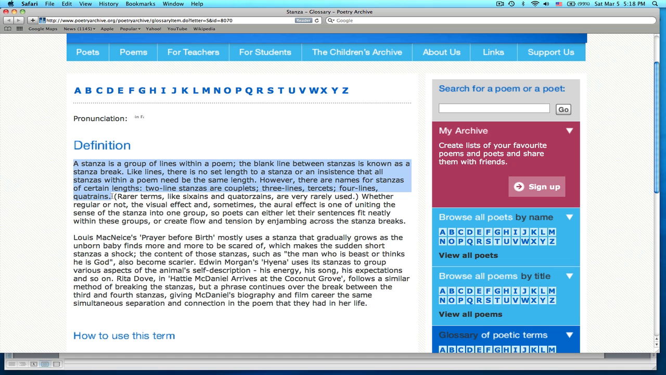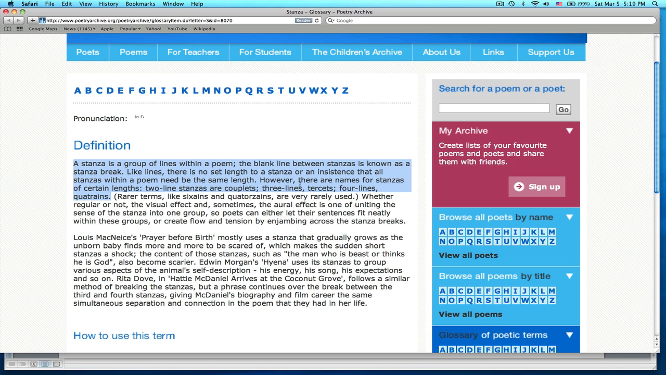So what I want you to do right now, as I said before, is pay attention to the first part of this definition. A stanza is a group of lines within a poem. The blank line between stanzas is known as a stanza break. So what's most important right here is that the stanza is the group of lines within a poem.